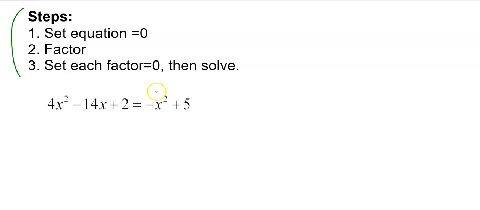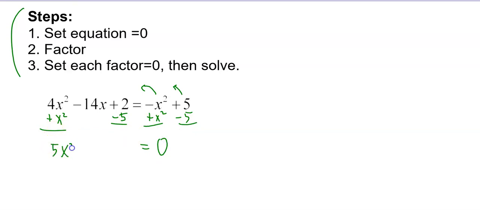So the first step on this one, we want to get these over to the other side. So I'm going to add x squared, and I'm going to subtract 5. I'm just going to do 2 steps in one. I hope y'all can handle that. So on the right side, we get 0, which is beautiful. Left side, we have 5x squared minus 14x, I guess minus 3.